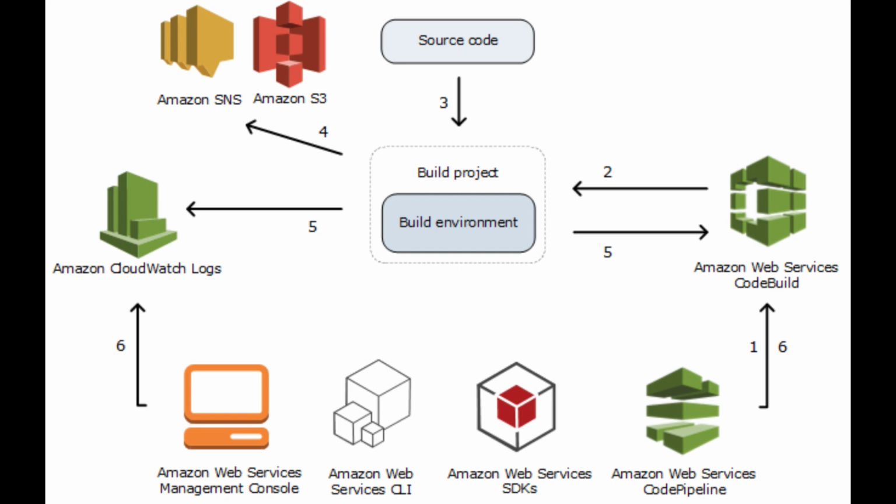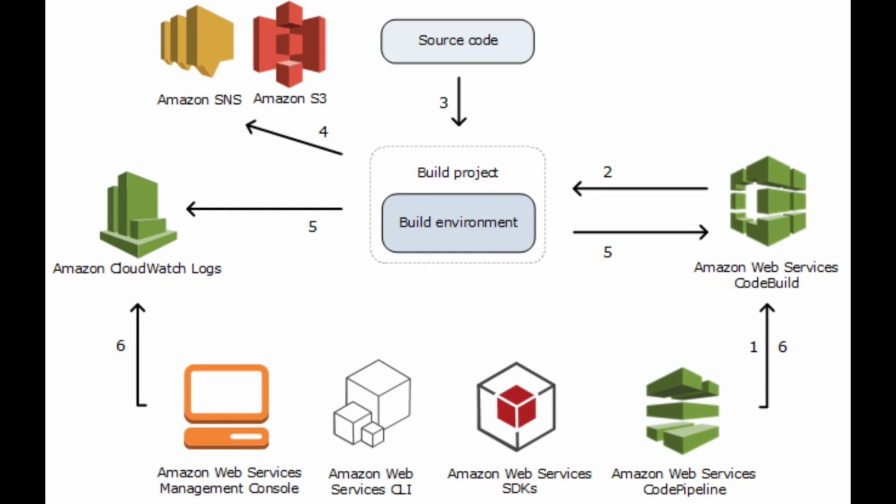Build environment reference. 2. CodeBuild uses the build project to create the build environment. 3. CodeBuild downloads the source code into the build environment and then uses the build specification, buildspec, as defined in the build project or included directly in the source code. A buildspec is a collection of build commands and related settings in YAML format that CodeBuild uses to run a build. For more information, see the buildspec reference.